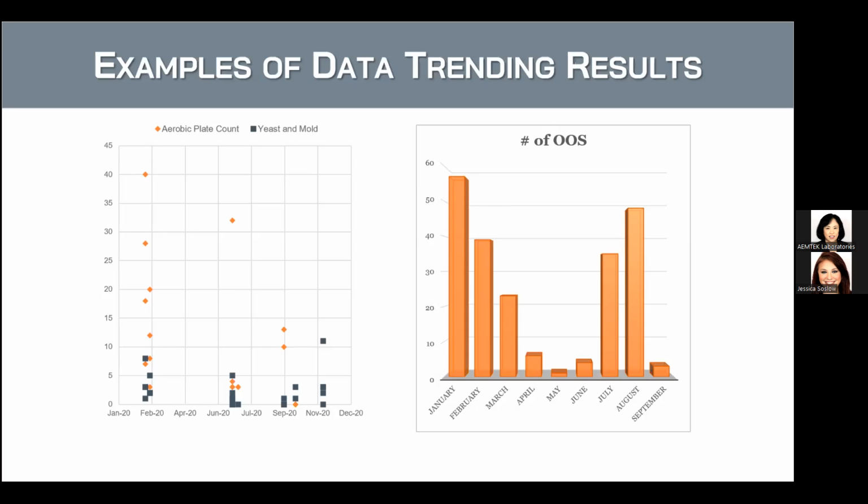The chart on the right is a trending of all of the out of specification results, and they need to find out why in certain months more samples turn out to be out of specification, and what happened in those months. What are the changes that lead to the changes in the trend?